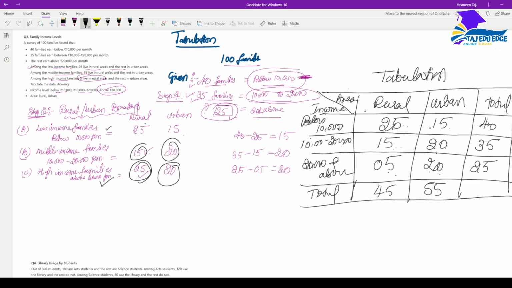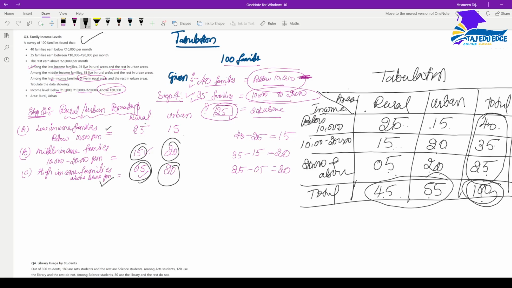So now if you see the total of these and the total of these, 45 plus 55 is 100. Okay, 40 plus 35 plus 25 is also 100. Here 100 you got, right, in this cell. That means 100 families, as per the question. That means that you have solved this question properly.